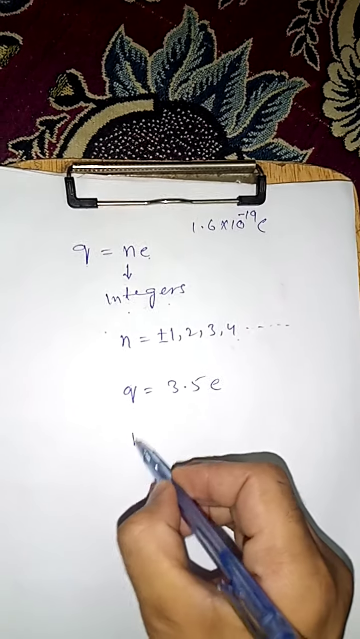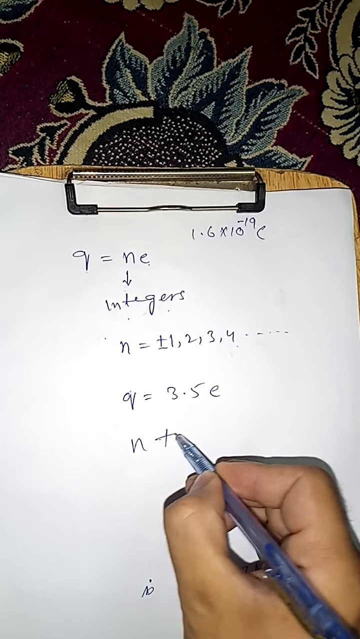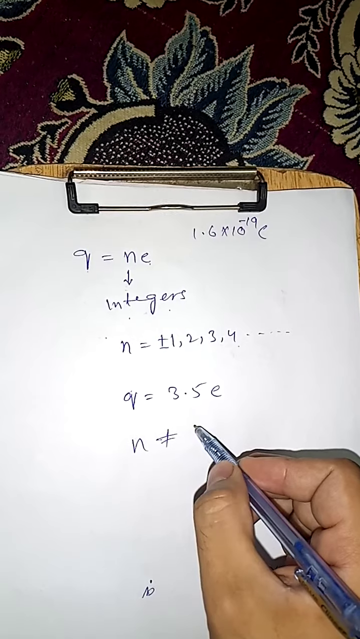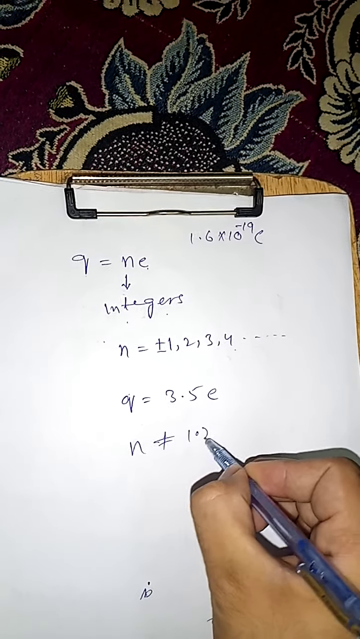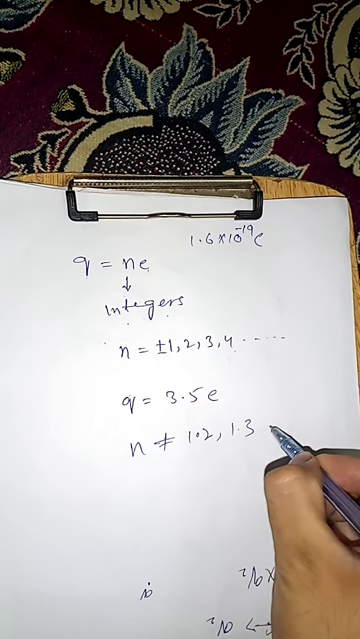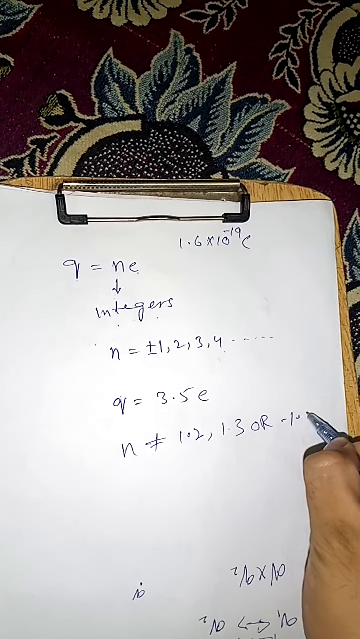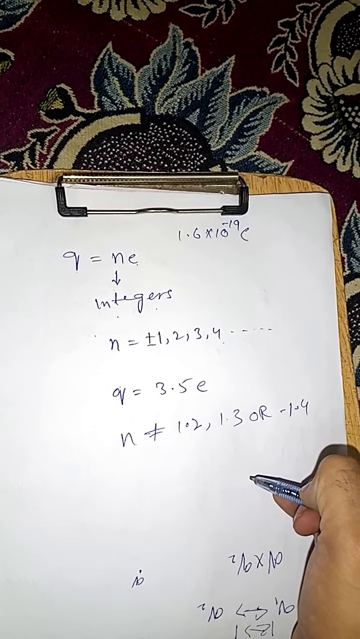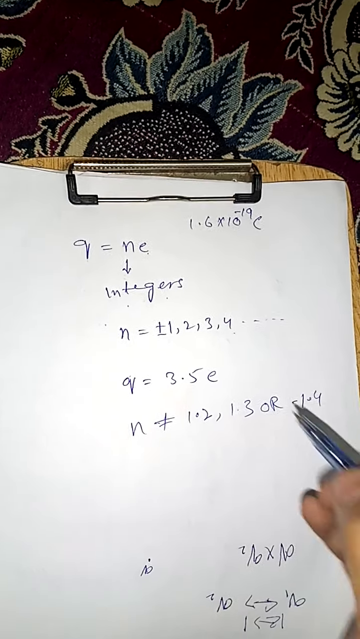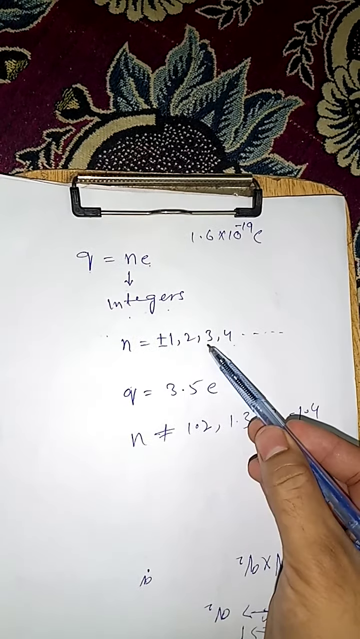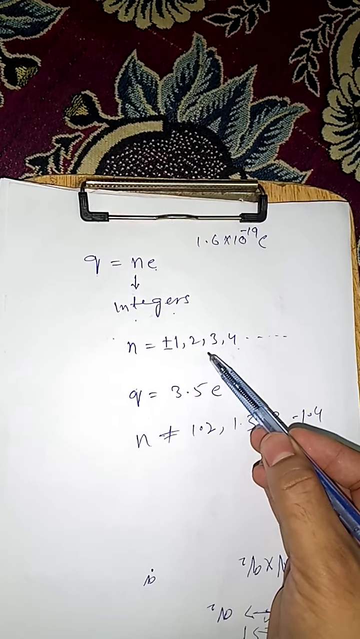The value of n can never be like 1.2, 1.3 or minus 1.4 etc., meaning it cannot be in the form of decimals. It will always be in the form of integers or discrete numbers.